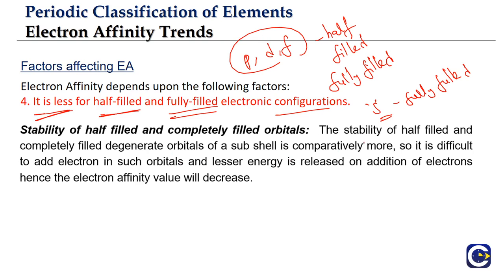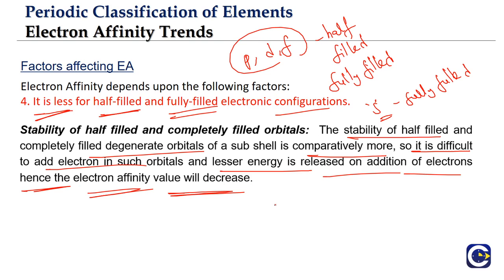The stability will come when we have the degenerate orbitals either completely filled or half filled. So when the degenerate orbitals of a subshell are completely filled or half filled, that arrangement will be comparatively more stable. If it is more stable, it will be difficult to add an electron in those orbitals. And if we still add one, we will not get that much energy as we are expecting. So a lesser amount of energy will be released on the addition of electrons. As a result, practically, we observe that the electron affinity values will be less.